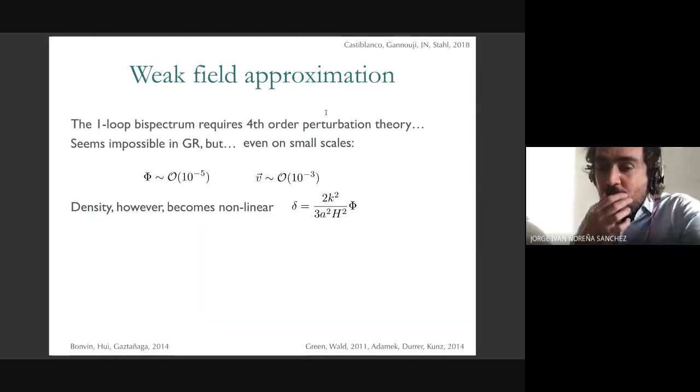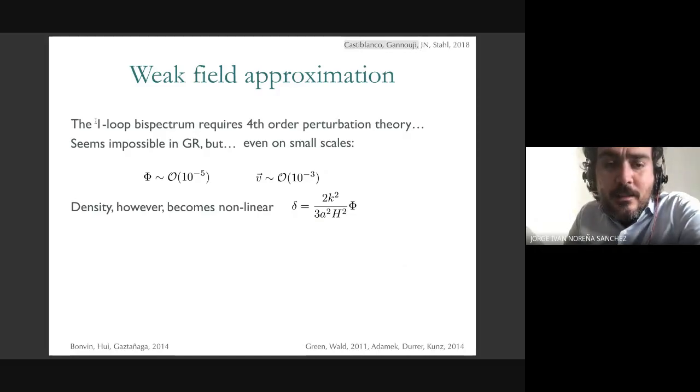So we set out to do this in this paper with Lina Castiblanco, Radovan Ganugi, and Clément Stahl. And so we want to do the one loop bispectrum in GR for the reasons that I just explained. And it looks like an almost impossible calculation. You have to go to 4th order in perturbation theory, and already at 2nd order, it's extremely difficult. But we can follow the spirit of this paper and the formalism of these two papers, and consider only the leading relativistic corrections.